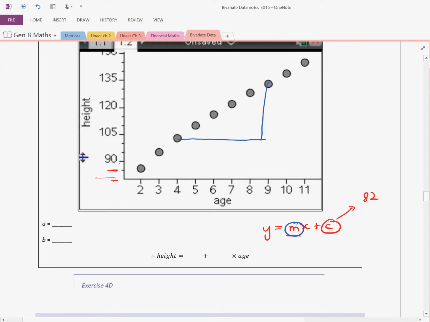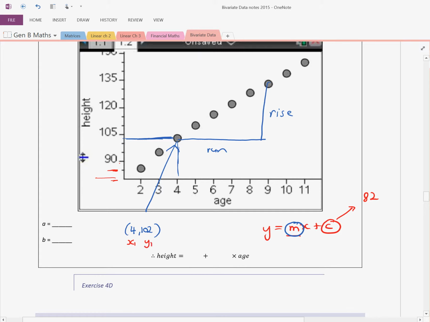And this gradient here we can work out using good old rise over run. Now I'm going to do some estimation here. What's this coordinate here at age 4? Maybe 100 and, should we just have a bit of a stab at about 102? Yeah? So that coordinate there is 4, 102. Now I could call that x1, y1 if you like, that's fine.